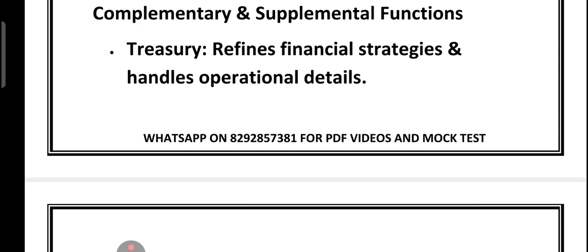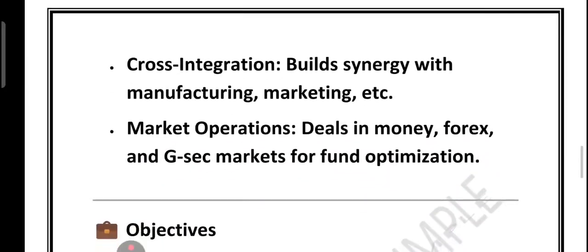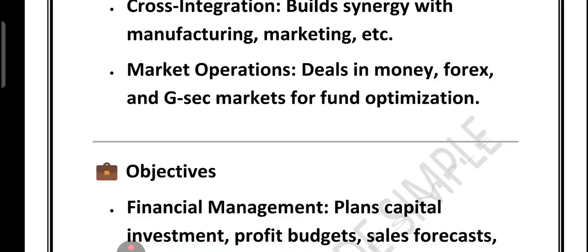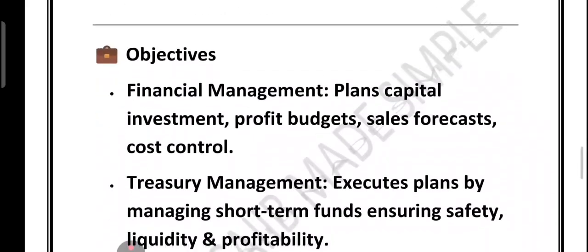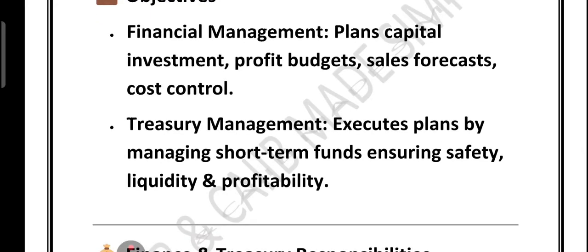Now we will explore how finance and treasury functions complement each other. Treasury refines financial strategy, handles day-to-day operations and cross integration. Treasury works closely with manufacturing, marketing and other departments to create synergy, and they manage money, forex and government securities to optimize the fund. That is called integration of these three things: the money market, forex market and government securities. The objective is very simple, right? The financial management objective is to plan capital investment, plan profit budget, plan sales forecast and control the cost. The objective of treasury management is to execute this plan by managing short-term funds.